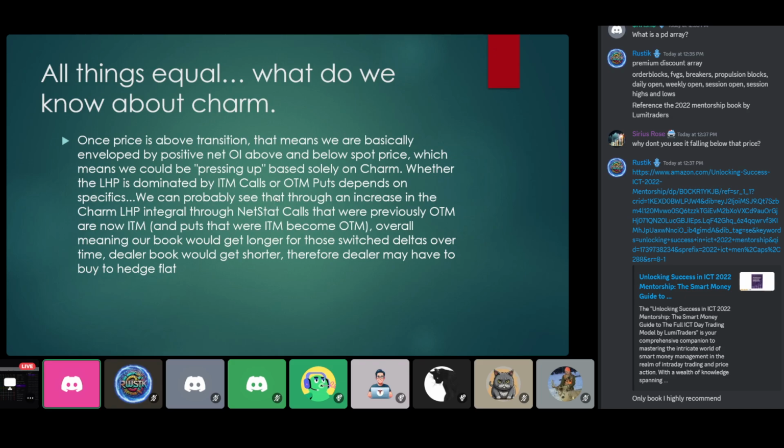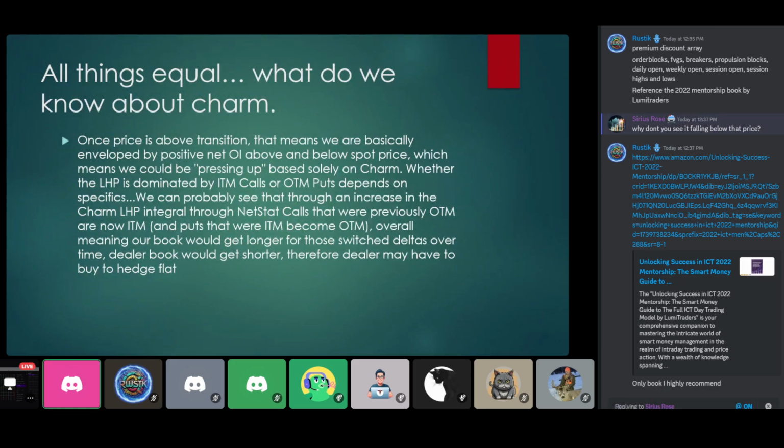All right, so all things equal, what do we know about charm? Once price is above transition, that means we're basically enveloped by positive net OI below spot price, which means we could be pressing up based solely on charm. Whether the left-hand plane is dominated by in-the-money calls or out-of-the-money puts, depending on specifics, we can probably see that through an increase in the charm left-hand plane. The left-hand plane on the net stat is everything below spot price, and everything on the right-hand plane is above spot price. That's just how it's marked out, and that's the structure of that graph.